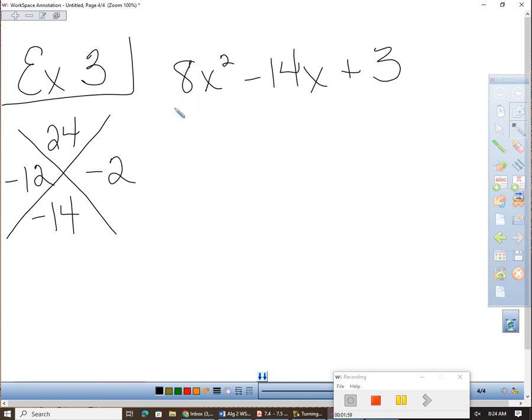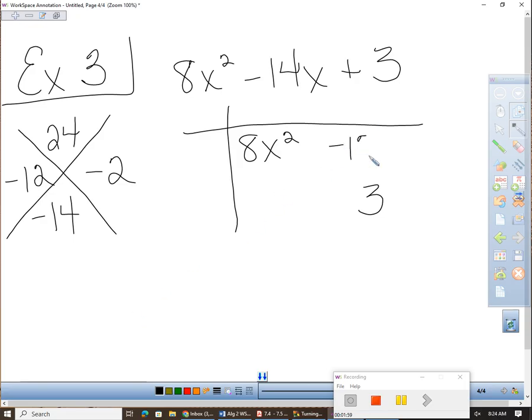So right here, again, I have an 8 in front, so that means I have to draw my box. First term of the trinomial is 8x squared. Last term of the trinomial is 3. My diagonal is going to be a negative 12x and a negative 2x. So, this one's a little bit trickier.